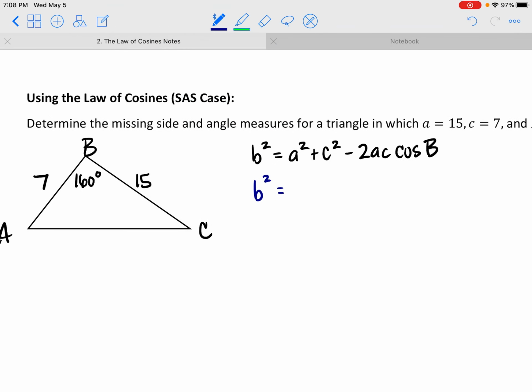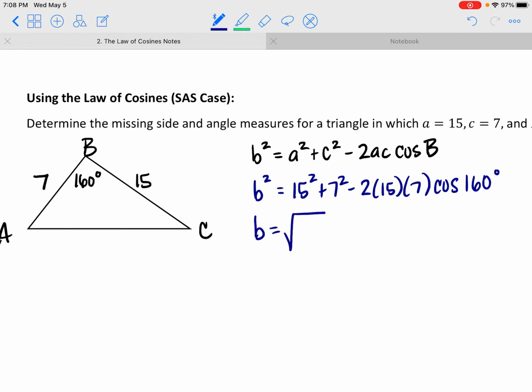Okay? So we are going to have b squared, this is our unknown. a squared is 15 squared. c is 7, so 7 squared. And then 2 times 15 times 7, and then the cosine of B, which we were given as 160 degrees. So there actually isn't too much solving here. This is really just going to go into the calculator, but to solve for b, we do actually have to take the square root of this nonsense. So 15 squared, 7 squared, 2 times 15 times 7.